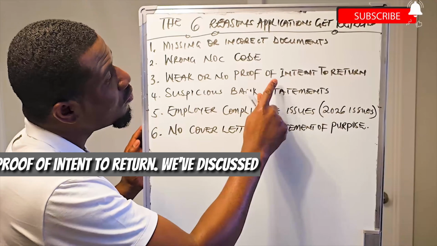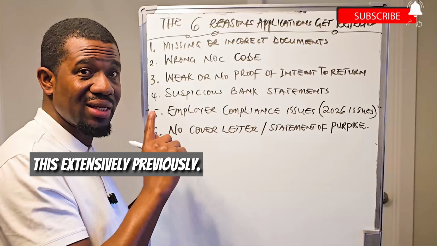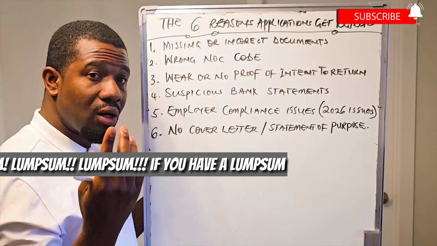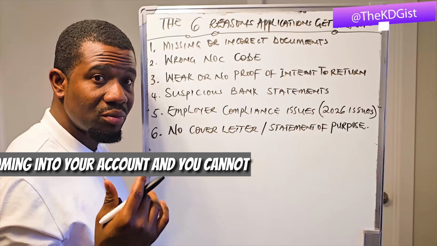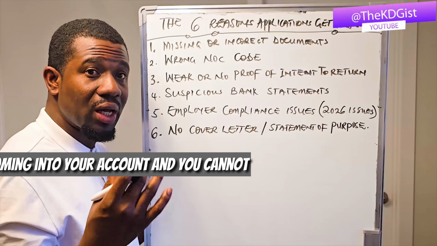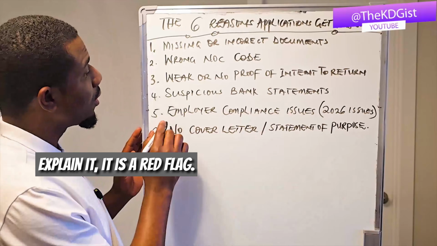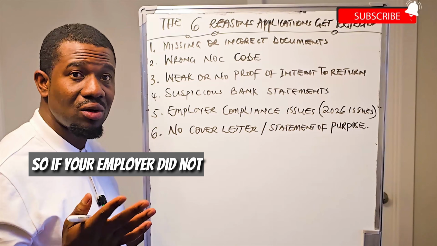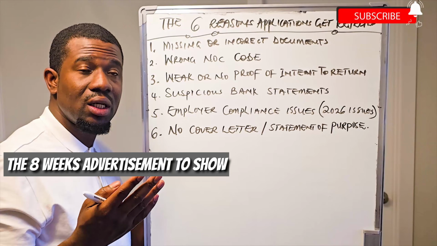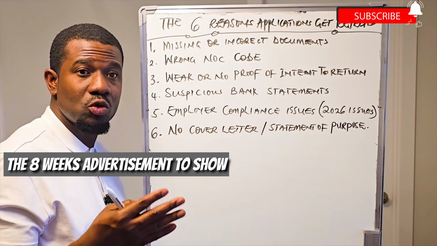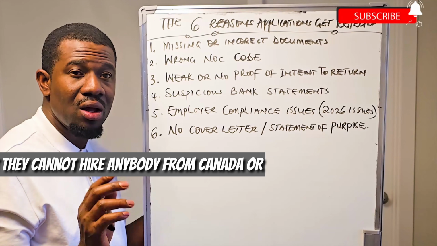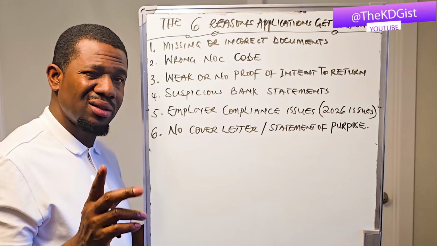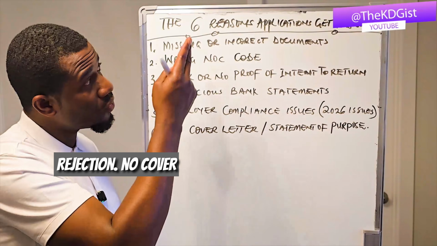3, weak or no proof of intent to return. We've discussed this extensively previously. 4, suspicious bank statements, lump sum. If you have a lump sum coming into your account and you cannot explain it, it is a red flag. 5, employer compliance issue, a 2026 issue. If your employer did not comply with the 8 weeks advertisement to show that they cannot hire anybody from Canada, or your employer's company is not properly registered, that could cause rejection.